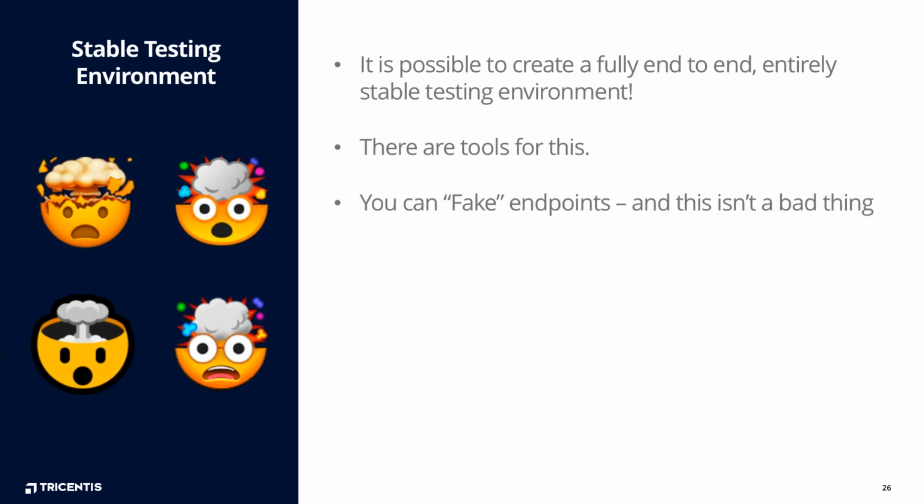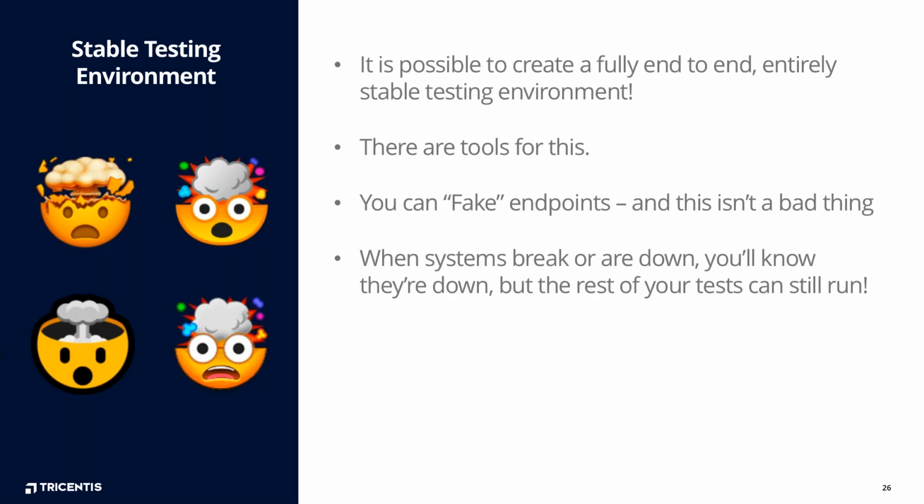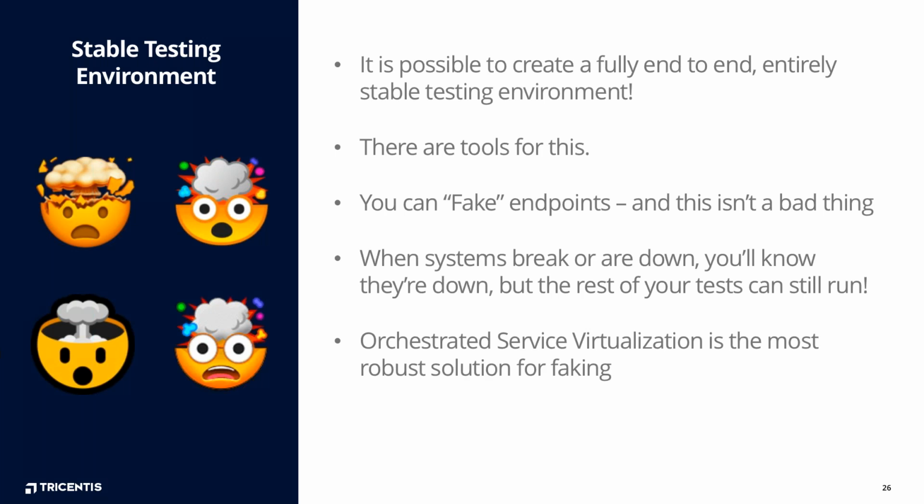You can fake endpoints. It's not a bad thing to fake endpoints. You can actually set up a fake endpoint so that it can try the real service. If the service is down, it can fake the endpoint only in that scenario. If it's up, it can still pass all the data to your real service and make sure that you are notified when it's down. And the way you do this is with something called orchestrated service virtualization.